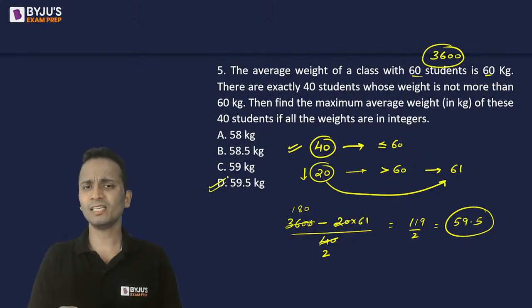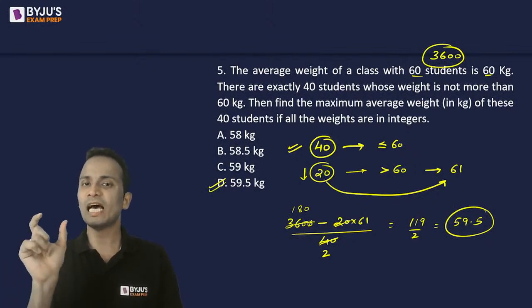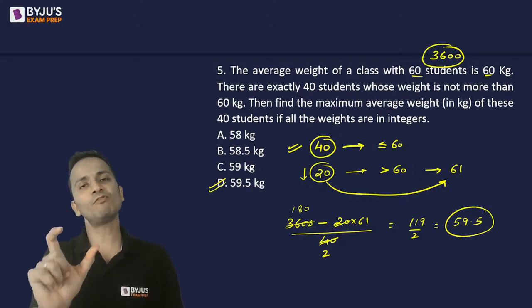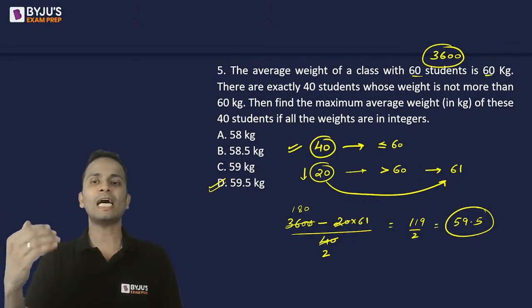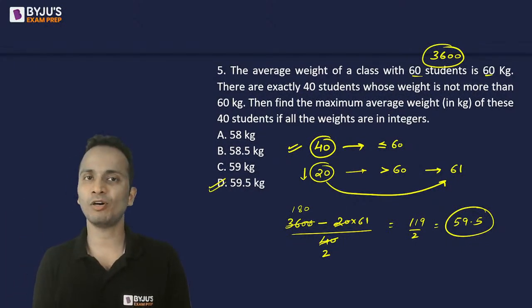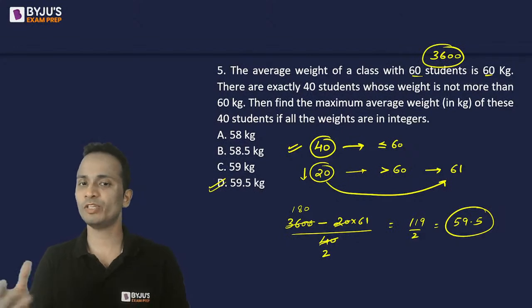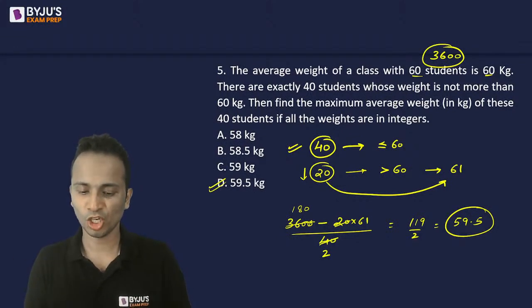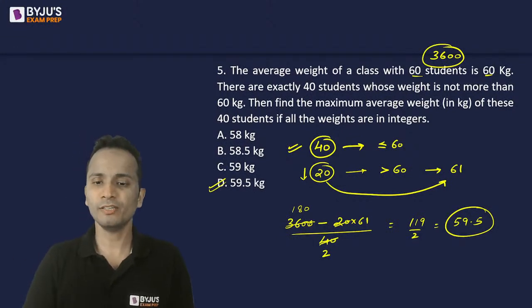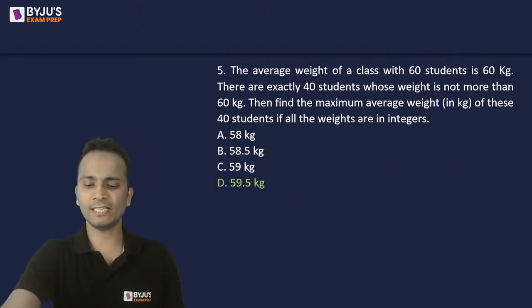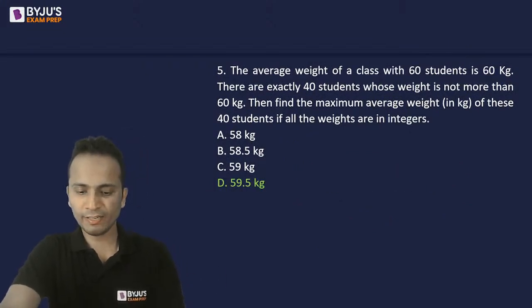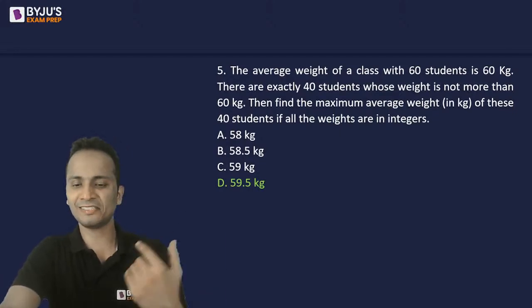Just understand, to maximize the average of these 40, I have to maximize their sum. So that means I should be minimizing the sum of the remaining 20 students, which I have done in this question. So the correct answer is option D for question number 5. And yes, that is the correct answer. Correctly given by Naman, Tarun, Nay, Suchdeep, and Vanchita. Again, the same set of students.